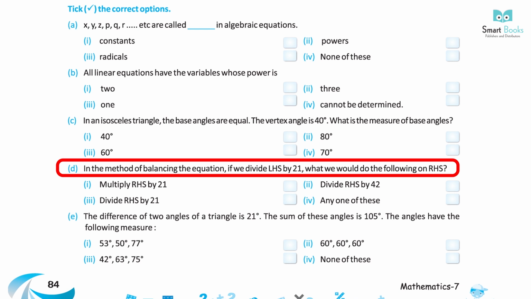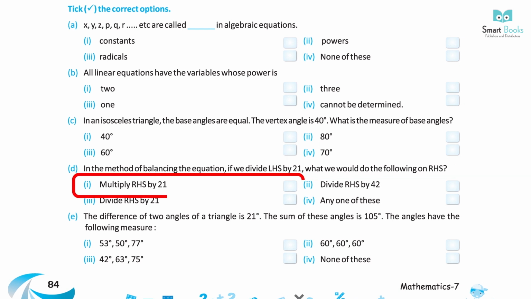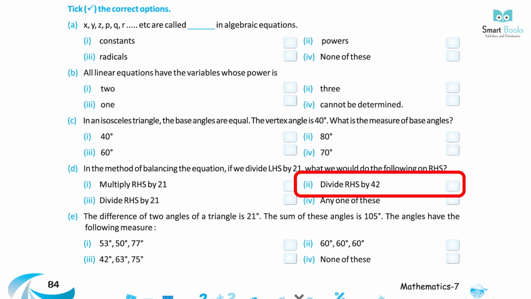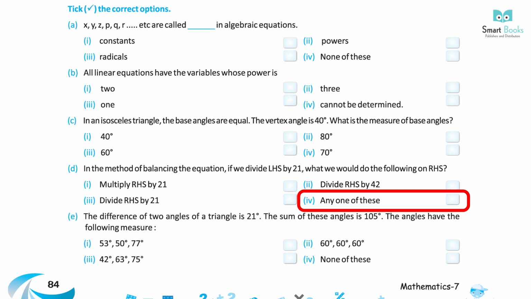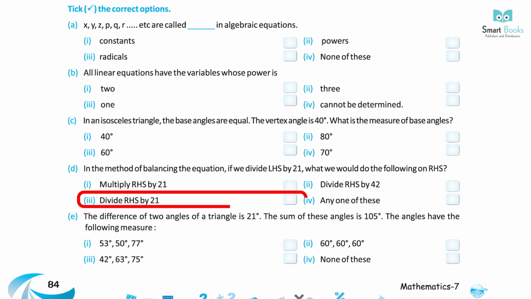D. In the method of balancing the equation, if we divide left hand side by 21, what would we do on the right hand side? First, multiply right hand side by 21. Second, divide right hand side by 42. Third, divide right hand side by 21. Fourth, any one of these. Solution. Third, divide right hand side by 21.